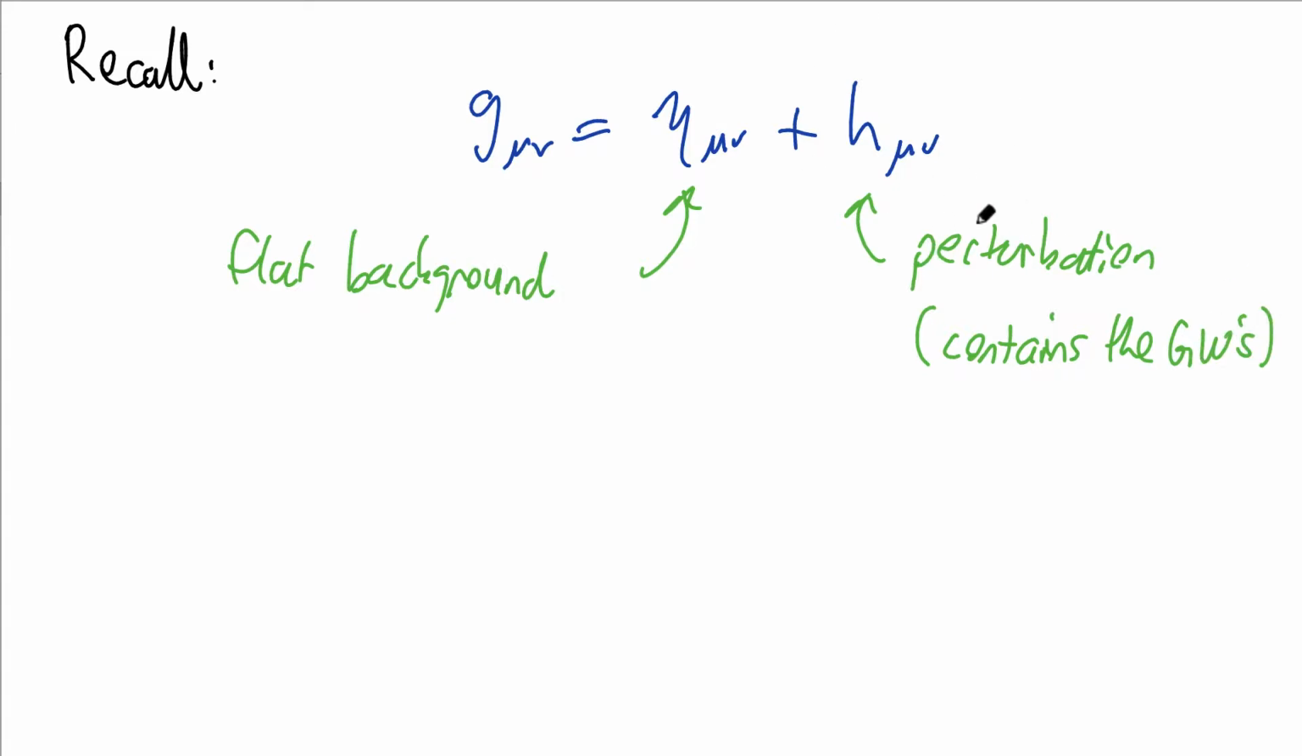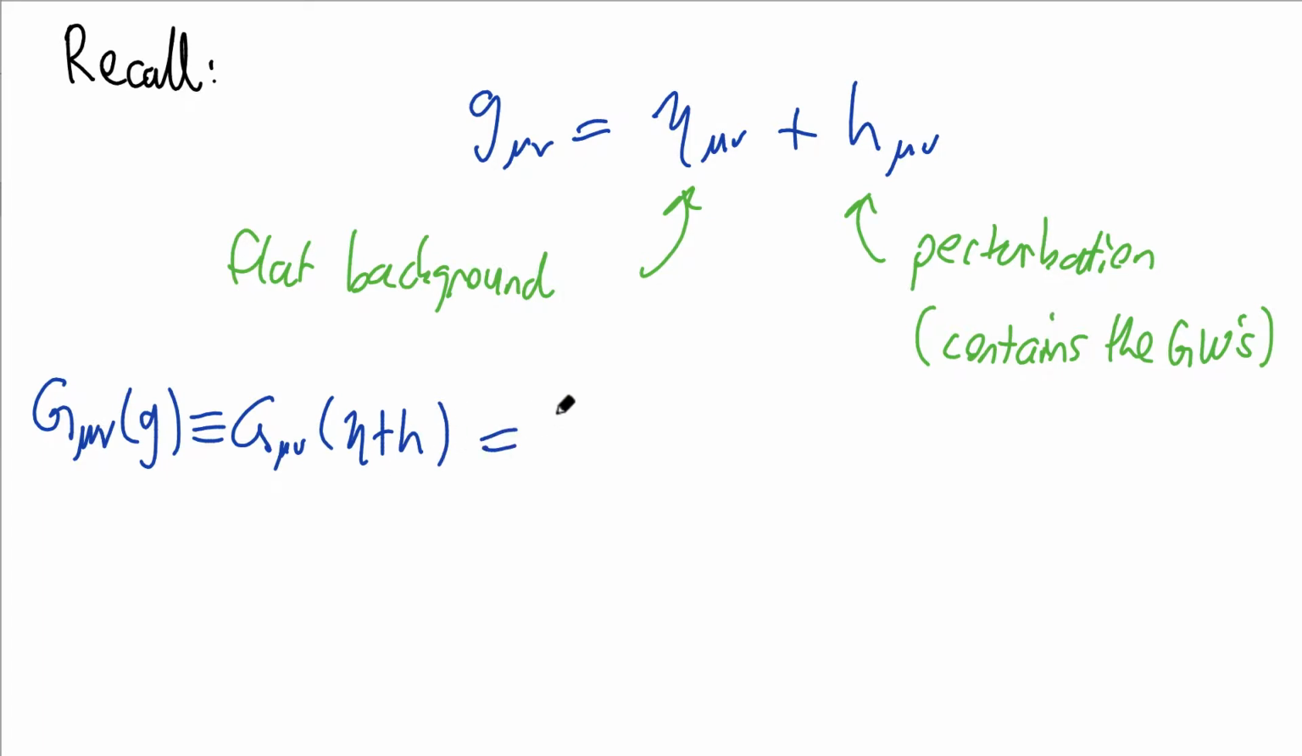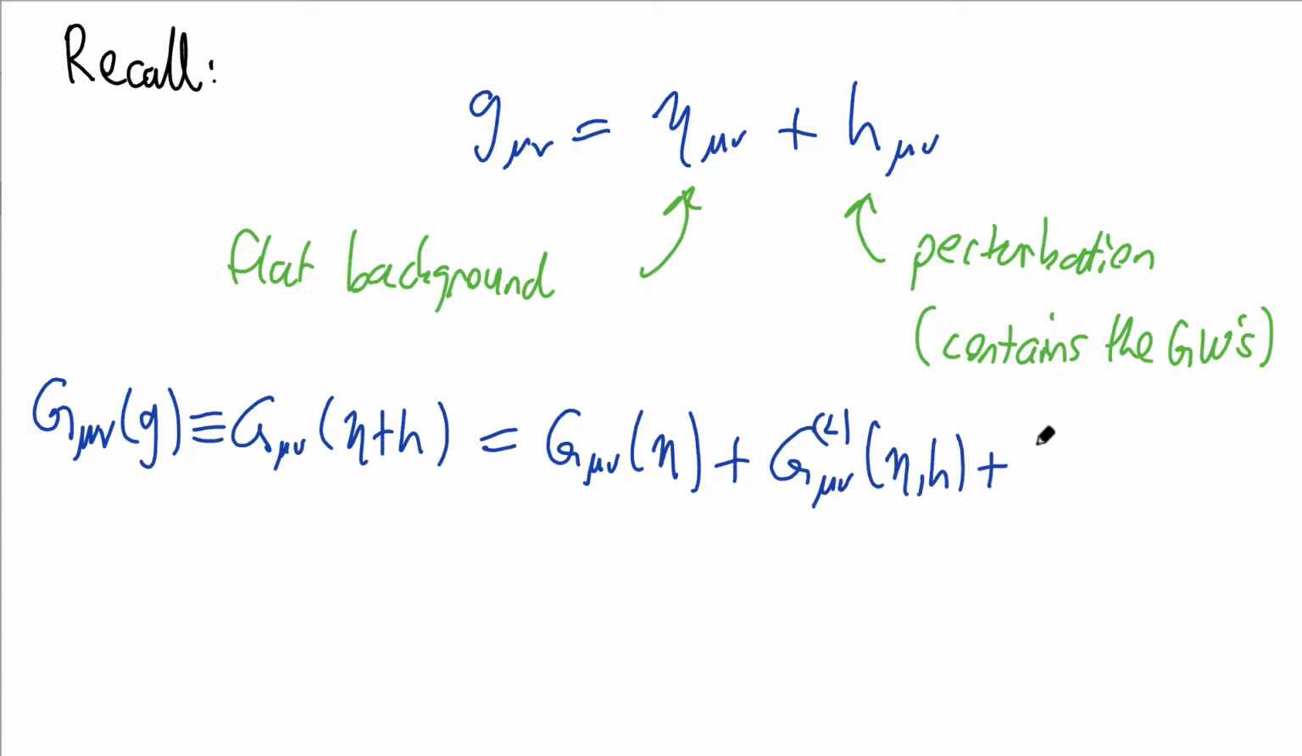The equations of motion that govern the perturbations are the linearized Einstein equations. We derived those equations in the previous lecture by first expanding the Einstein tensor, which depends on the metric g, but the metric g can be written as η plus h, and we expanded this in a series for small h. So the first term is just G_μν of η. The second term is linear in h, so we call that G^L. It depends on η and h. The next term is quadratic in the perturbation, so we call that G^Q. And of course there are higher order terms.